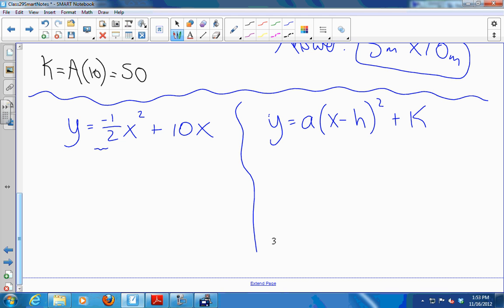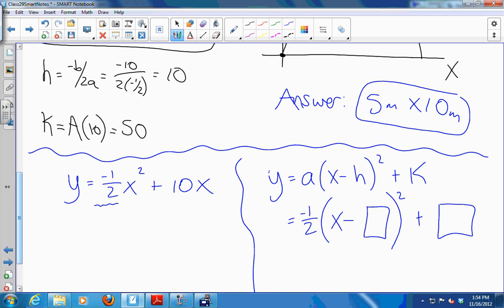a is negative 1/2 because the a's in the two forms are the same. ax squared plus bx plus c and a times (x minus h) squared plus k. They both have a in them because they're the same number. So I'm going to dump in a negative 1/2 here for my a. And then I have to replace h with something and replace the k with something. And I'm going to replace the h with a 10 and the k with a 50, because that's what I saw that I calculated a little while ago. Minus 10 and 50.